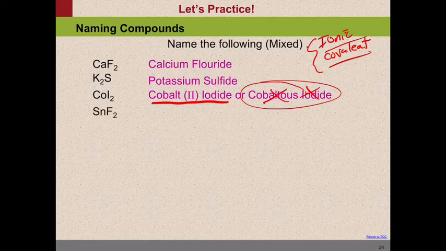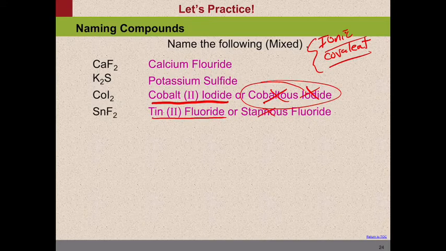Sn is tin. Tin is also a metal, so we know this is ionic. And Sn also has multiple oxidation states, so you need to come up with the correct Roman numeral for that one. Give you just a moment. Again, pause the video between any of these if you're not spotting it directly. And the correct answer is tin-2 fluoride.